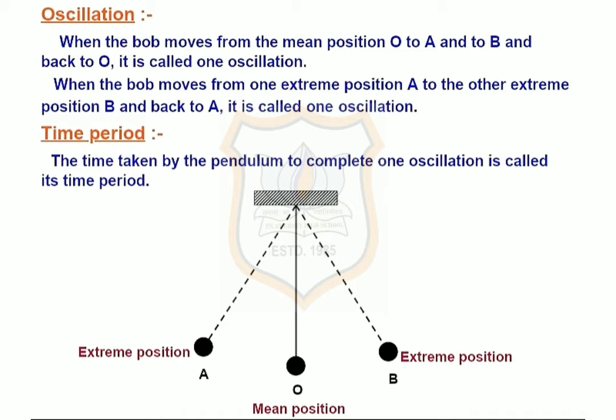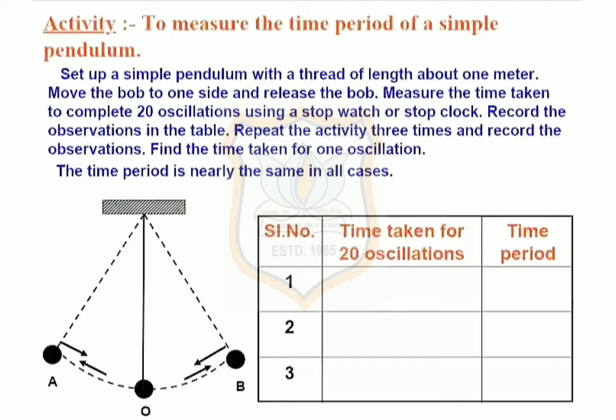The pendulum also completes one oscillation when its bob moves from one extreme position A to the other extreme position B and comes back to A. And the time taken by the pendulum to complete one oscillation is called its time period. To measure the time period of a simple pendulum, we will perform activity 13.2.